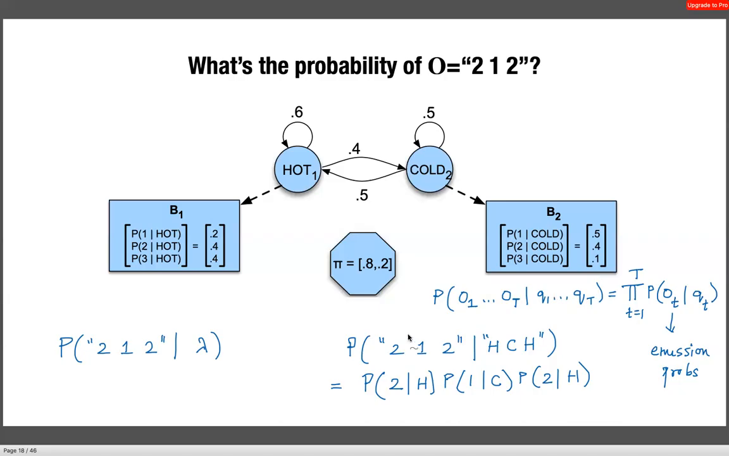Okay, so this is good, except I don't have such an oracle which tells me that the sequence of states that were traversed are HCH and so on. The whole point is that I don't know what the sequence of states are. I only have this sequence of observations. So what I want to do ideally is marginalize over all possible sequences of states that I could have transitioned through, and which gave me this particular sequence of observations 2-1-2. So what I ideally want to do is sum over the probability of 2-1-2.